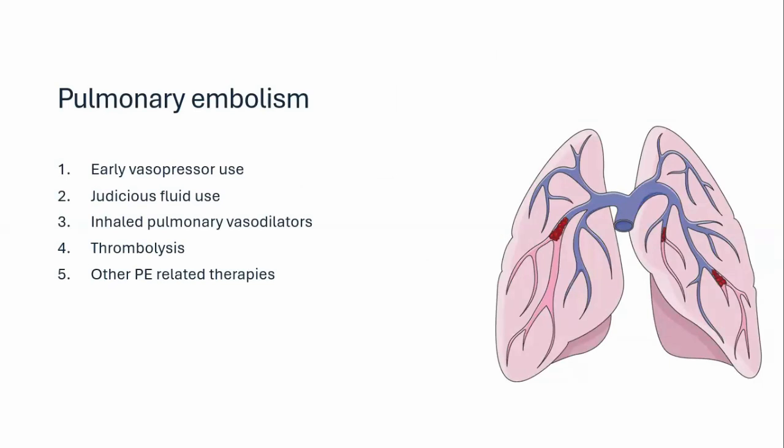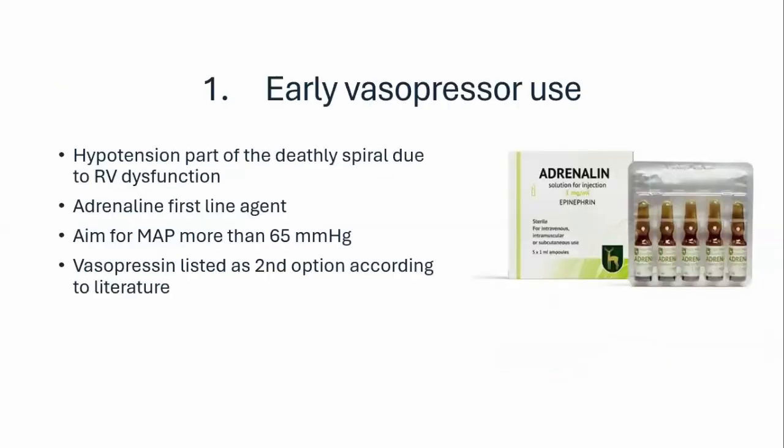So the recommendation is early vasopressor use, just to prevent this hypotension that's part of a deathly spiral due to right ventricular dysfunction. Obviously, the right ventricle is distended, it's not pumping, there's decreased blood flow, and this just puts you into this deadly spiral. So, early vasopressor use, adrenaline is recommended as a first-line agent. You aggressively want to target that MAP to at least more than 65, and then vasopressin is the second choice according to the literature. I mean, we all have adrenaline available, so you should be reaching for this first.